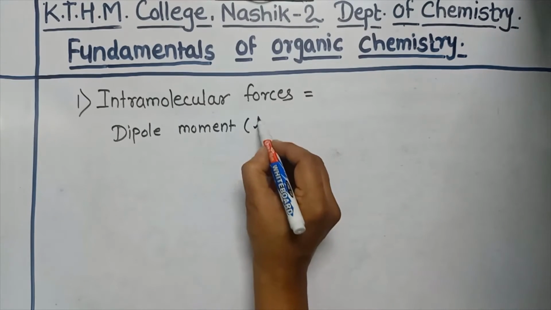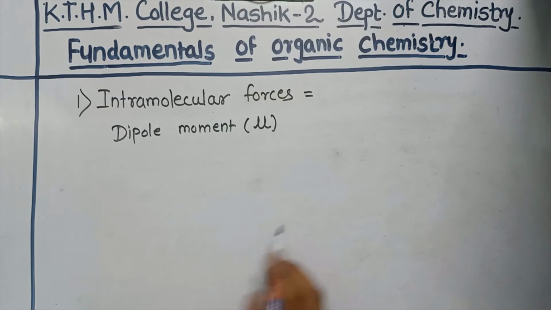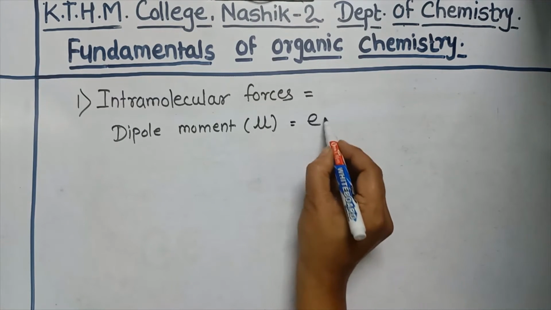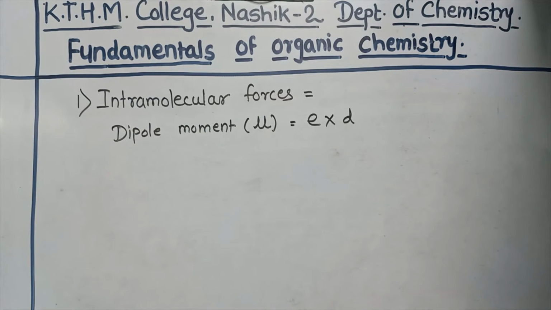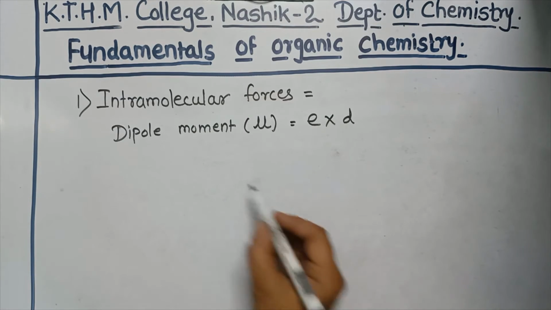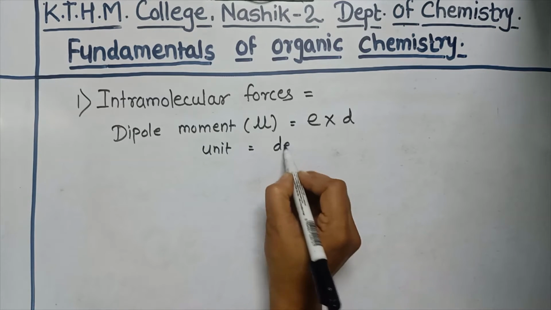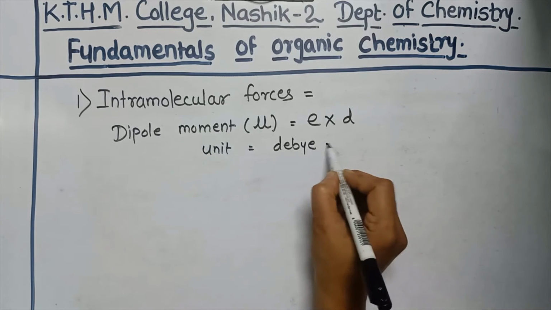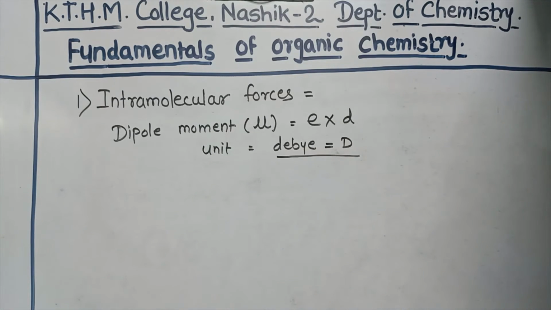So it is denoted by the letter mu. This dipole moment, mu, is nothing but charge into the distance between the centers of the charges. The unit of dipole moment is the debye, denoted by the letter D.